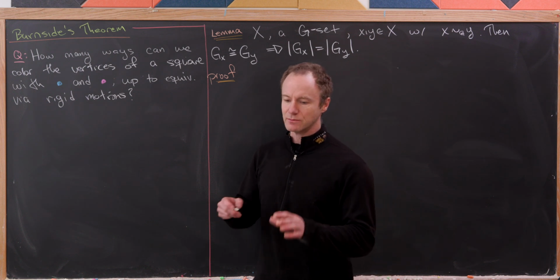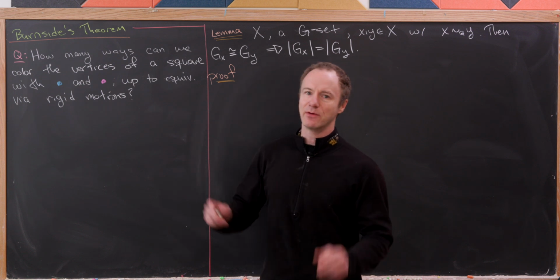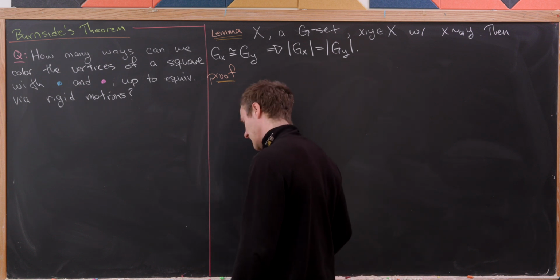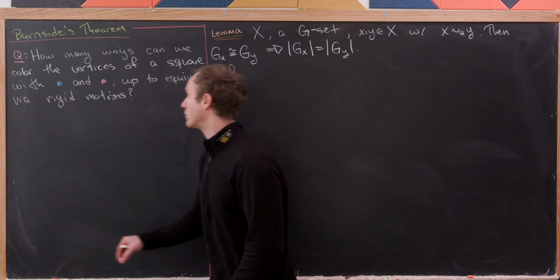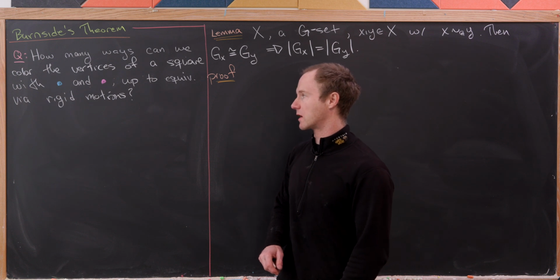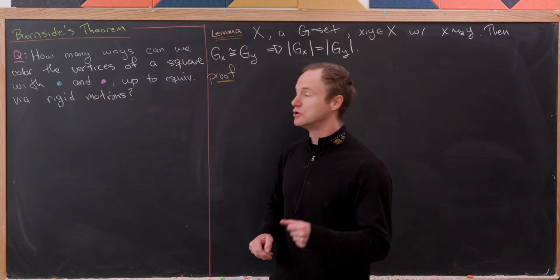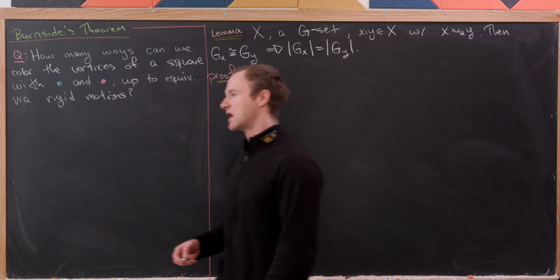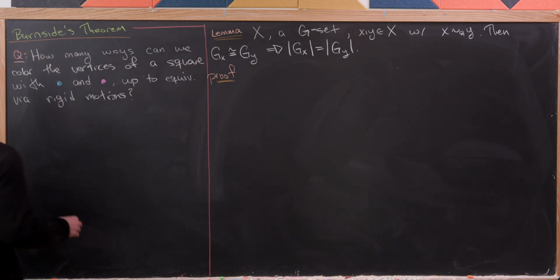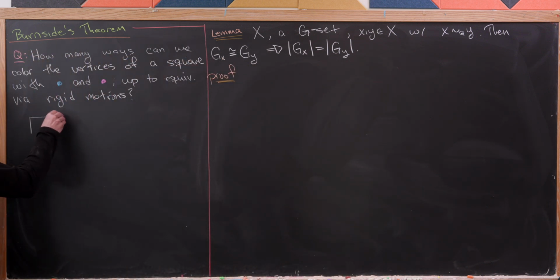And all of this is motivated by the following type of question. And that is, how many ways can we color the vertices of a square with blue or magenta up to rigid motions? And so what do I mean by up to equivalence by rigid motions? Well, it means something like this.